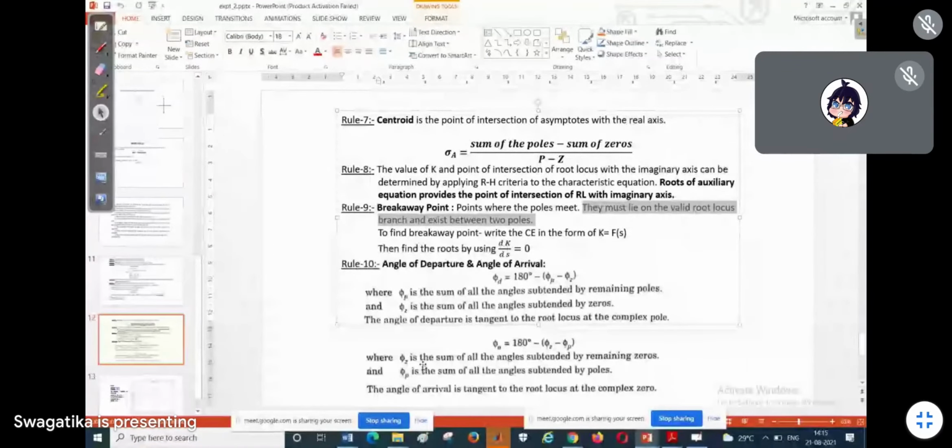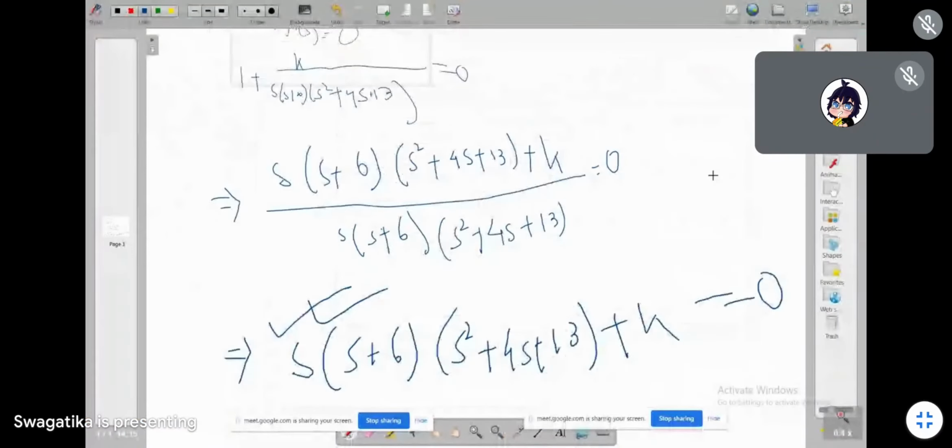So next. What is the value of K to make the system stable? 227.76. Wait, let me check.